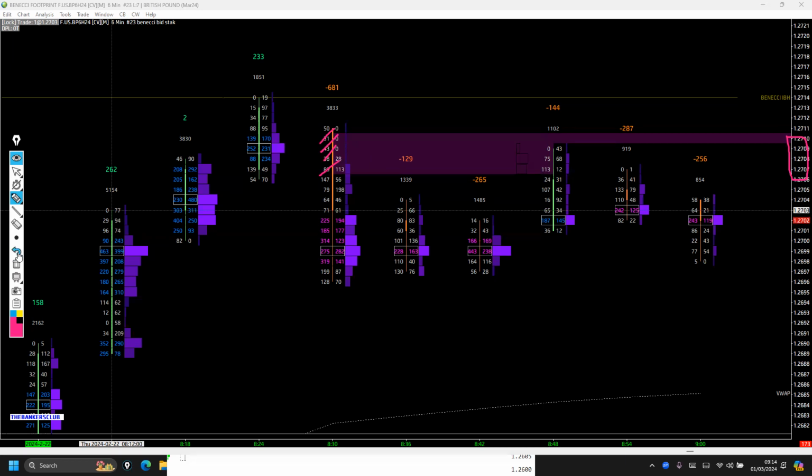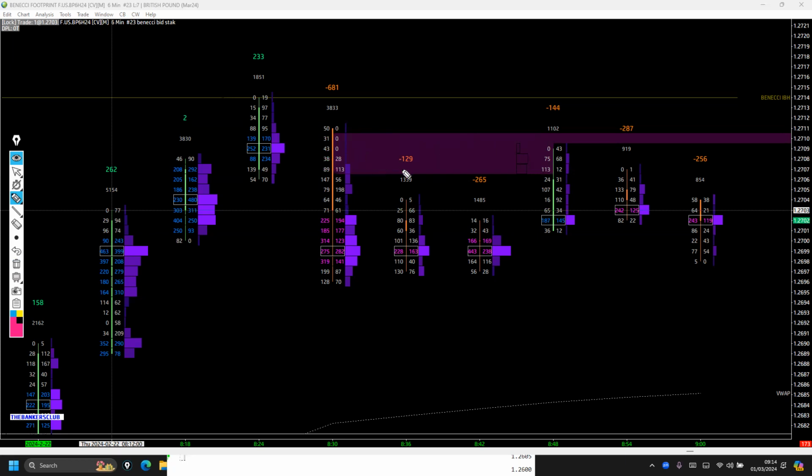And as such, I have set this study up to show and print stacked imbalances of over 200% over 4 price ranges. So whenever that happens on the charts, it will print a box, a horizontal box, to show that there's been stacked imbalances.